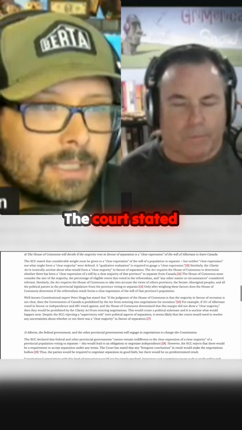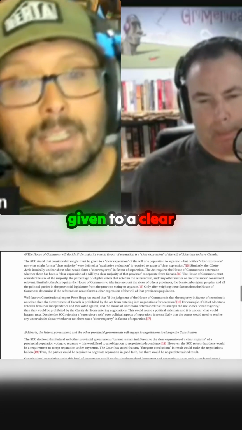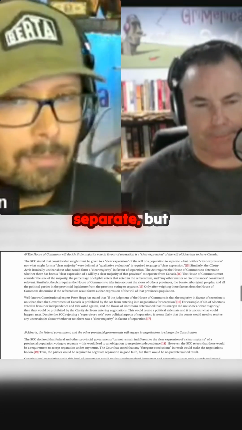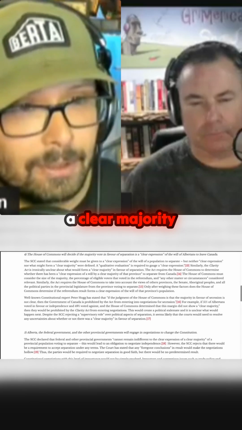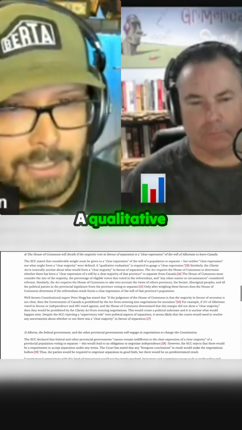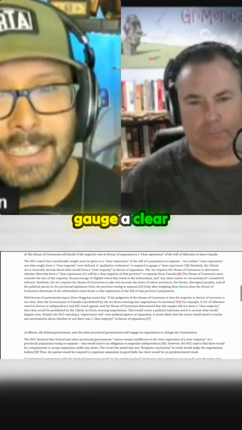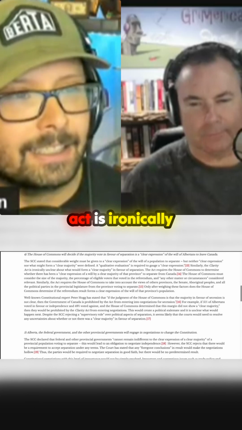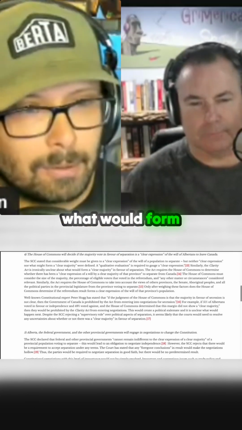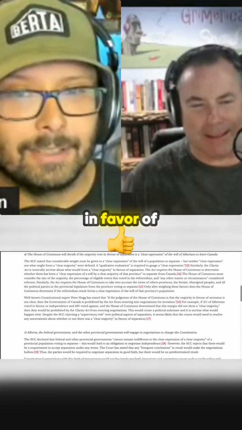The court stated that considerable weight must be given to a clear expression of the will of the population to separate, but neither clear expression nor what might form a clear majority were defined. A qualitative evaluation is required to gauge a clear expression. Similarly, the Clarity Act is ironically unclear about what would form a clear majority in favor of separation.